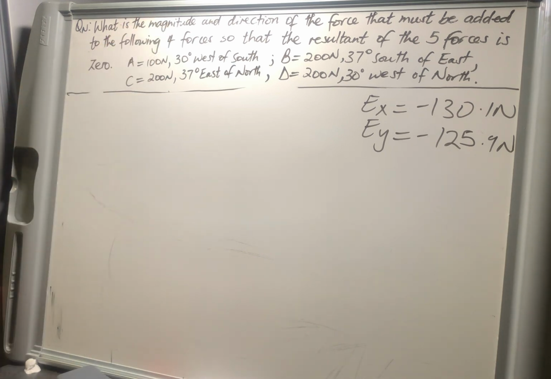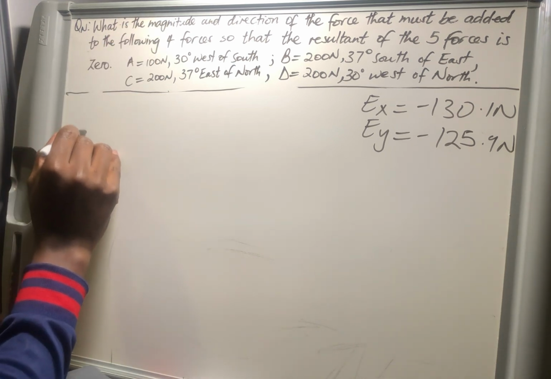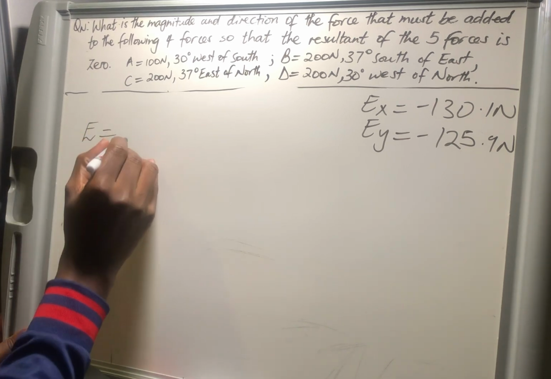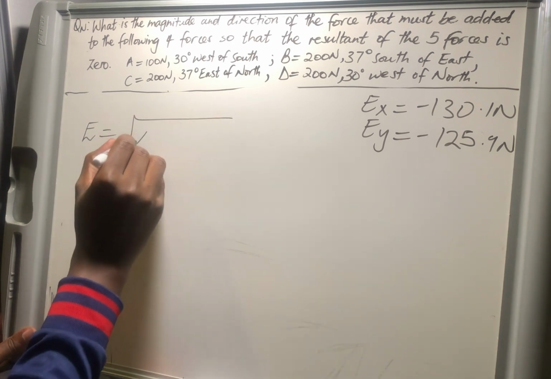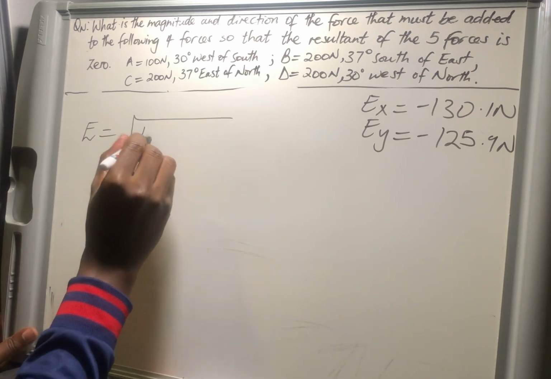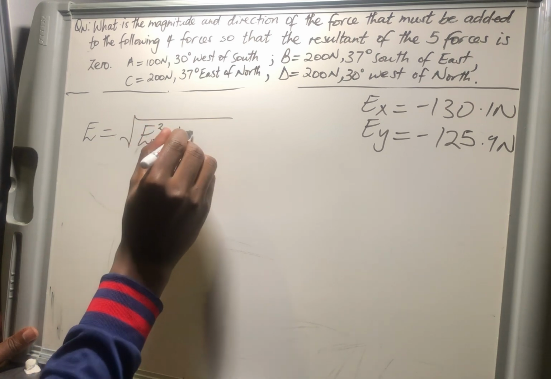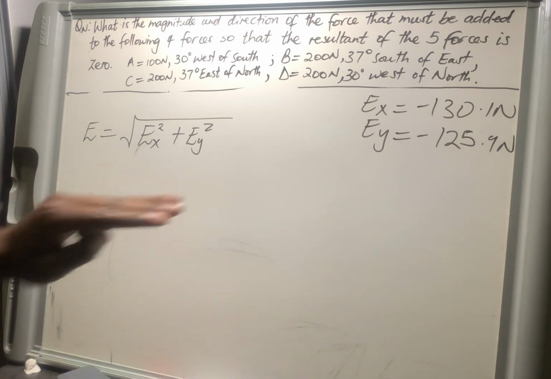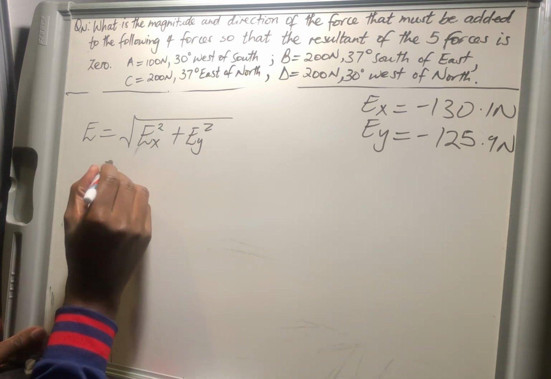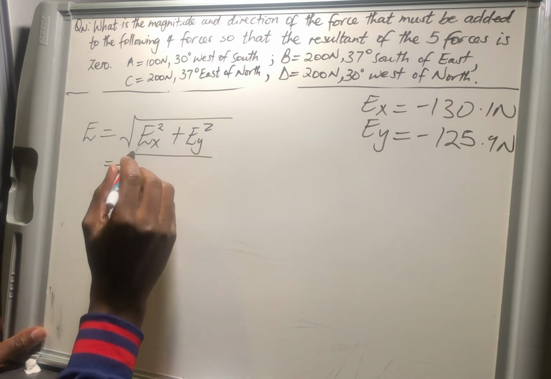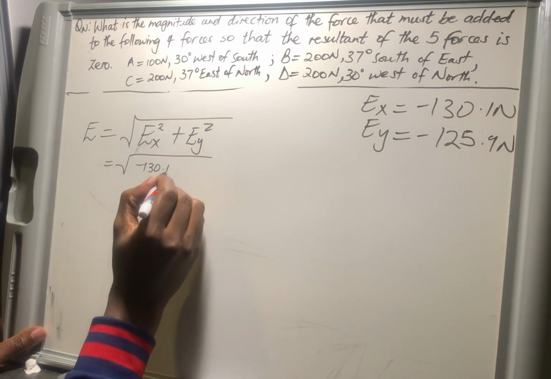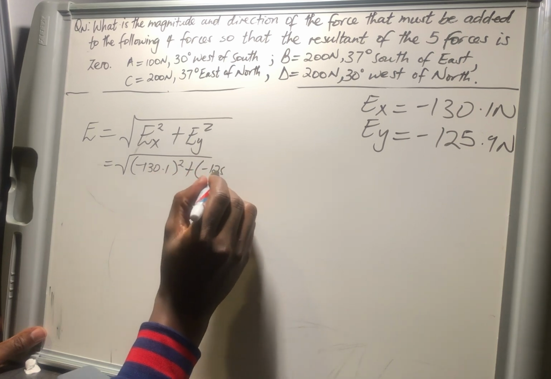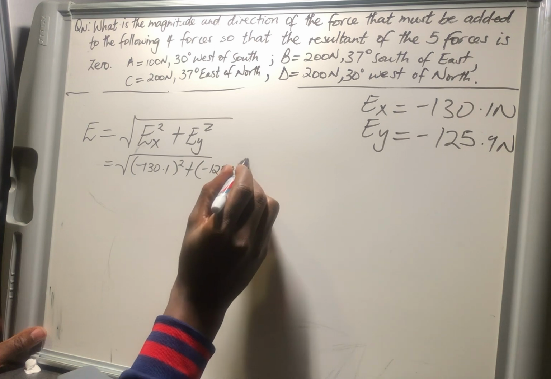Now, for us to be able to calculate magnitude, we know most that E is given by the square root of Ex squared plus Ey squared. This is how you calculate the magnitude. So this is equivalent to Ex, that's negative 130.1, then we square this, plus Ey, that's negative 125.9. Then we square this.